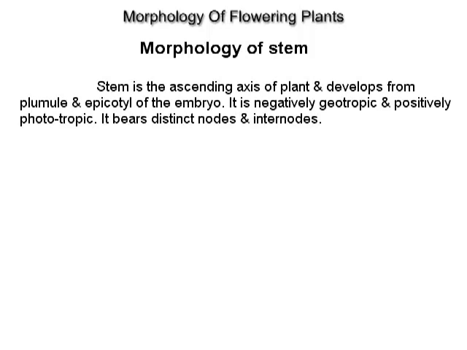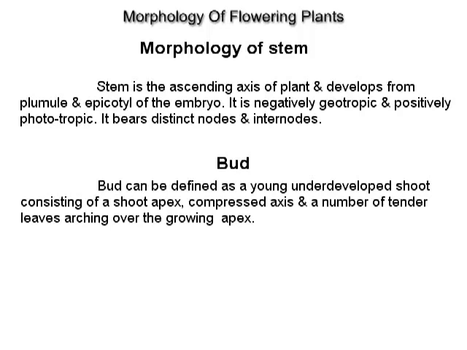Morphology of stem. Stem is the ascending axis of the plant and develops from the plumule and epicotyl of the embryo. It is negatively geotropic and positively phototropic. It bears distinct nodes and internodes. Bud. Bud can be defined as a young, underdeveloped shoot consisting of a shoot apex, compressed axis and a number of tender leaves arching over the growing apex.